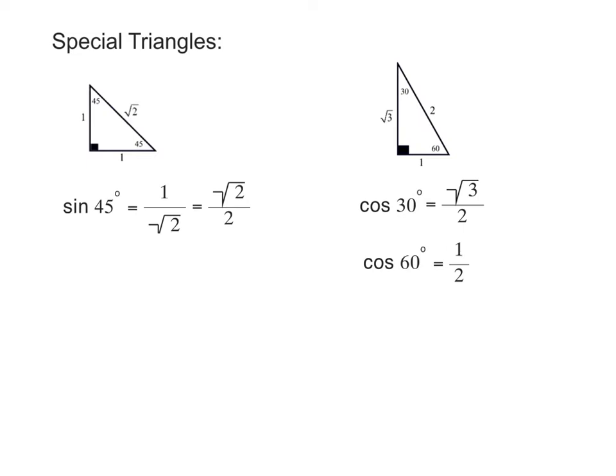Now similarly, if we were asked for the cosine of 60 degrees, again, remember that it is adjacent over hypotenuse. So for 60 degrees, the adjacent side is 1, the hypotenuse is again 2, so the cosine of 60 would be 1 over 2. So using these two special triangles, we can get all 6 trig functions for 30 degrees, 45 degrees, and 60 degrees.